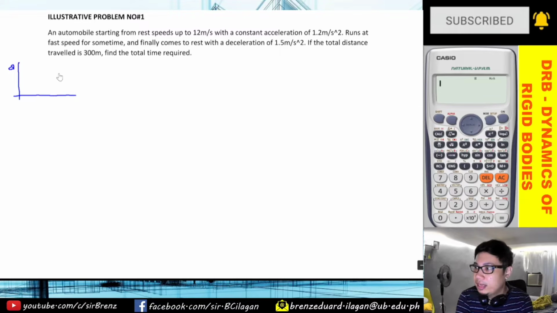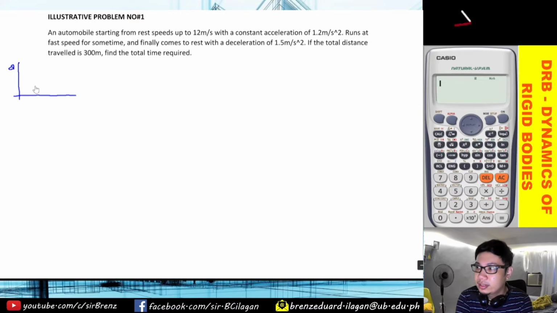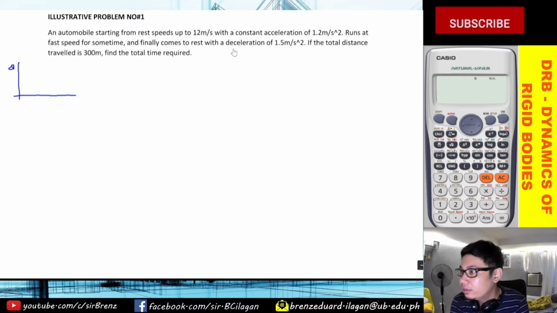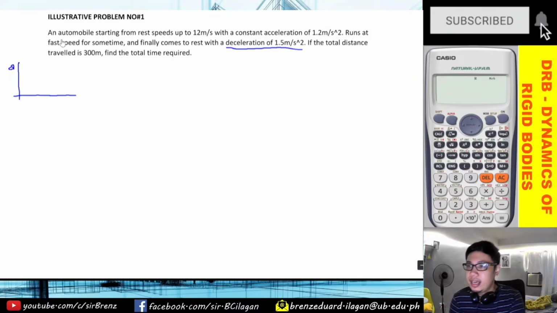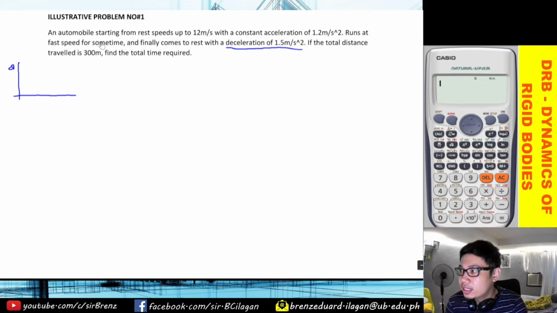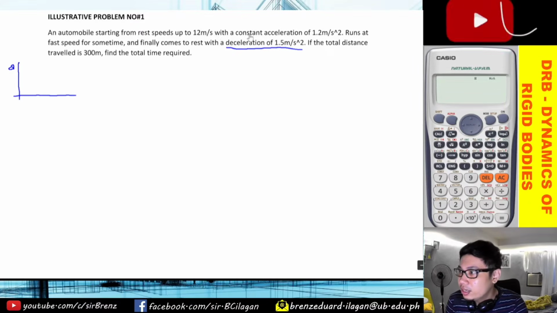Ay, may ano pala. Masasakop rin pala yung fourth quadrant, kasi meron ditong deceleration. So, sige, basahin natin. An automobile starting from rest speeds up to 12 meter per second with a constant acceleration. Itong term na to, itong constant acceleration, napakahalaga nito.